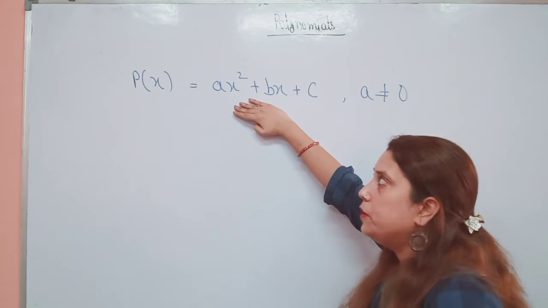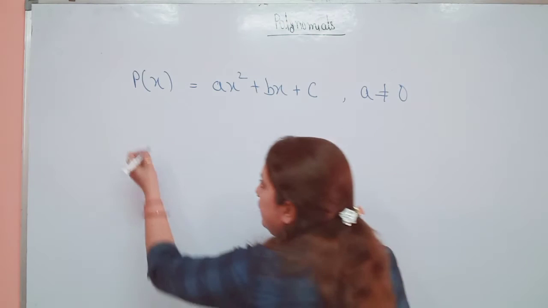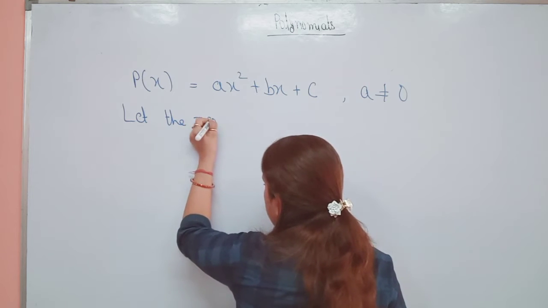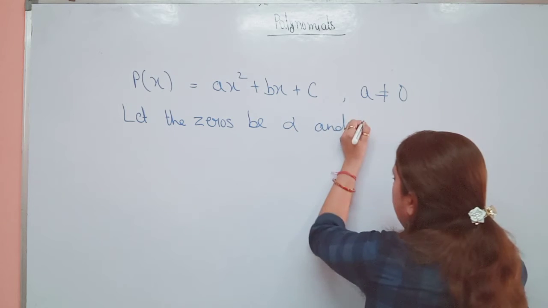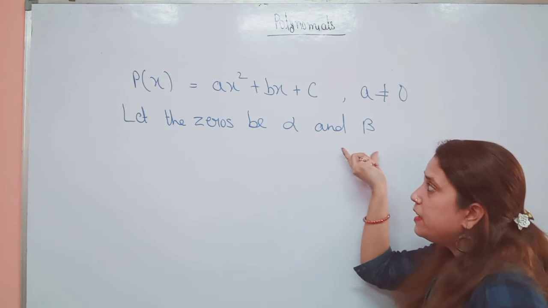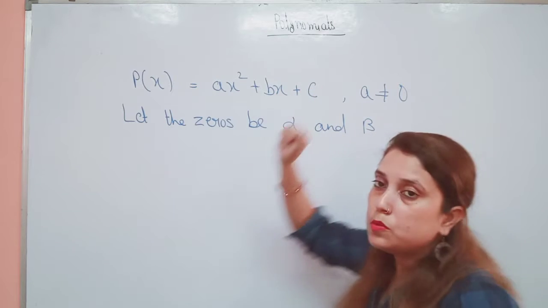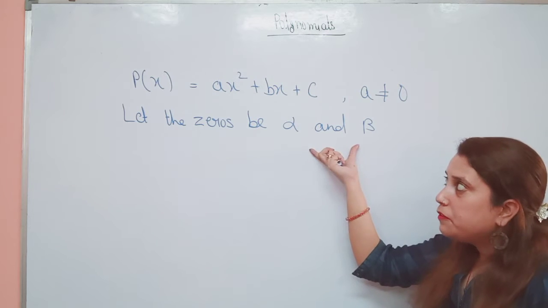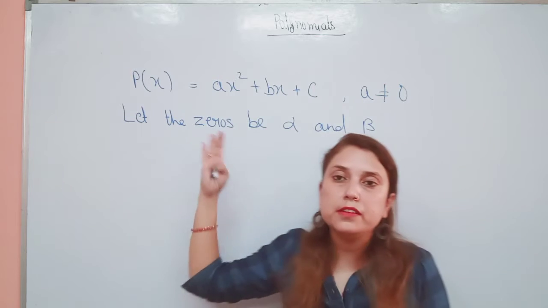If this is a quadratic polynomial, how many zeros will it have? 2. So here we let the zeros be alpha and beta. It means alpha and beta are the values that, when we put them in this polynomial, make it equal to 0. Okay beta. Now first we find alpha and beta by the middle term splitting method, and after that we find the relation.